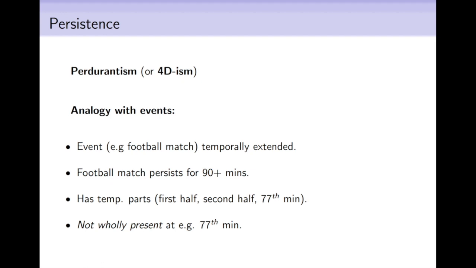And that's the analogy with events, right? So if you recall, at the moment we're talking about the identity of objects across time, tables and people and so on. When it comes to events, it's actually less controversial that events have temporal extent as well as spatial extent. That, in other words, events have temporal parts as well as spatial parts.